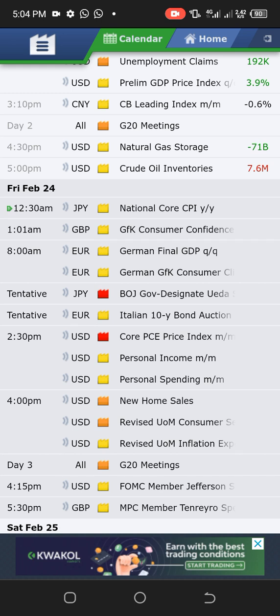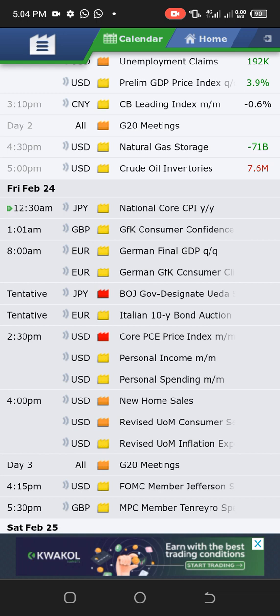currencies. So for 12:30 a.m., which is on Friday, February 24th, for the JPY, there is news coming at 12:30 a.m., that's midnight, for national core CPI for JPY. And on that same day, by 2:30, we have the core PCE price index. On that same day, we have different news coming out.